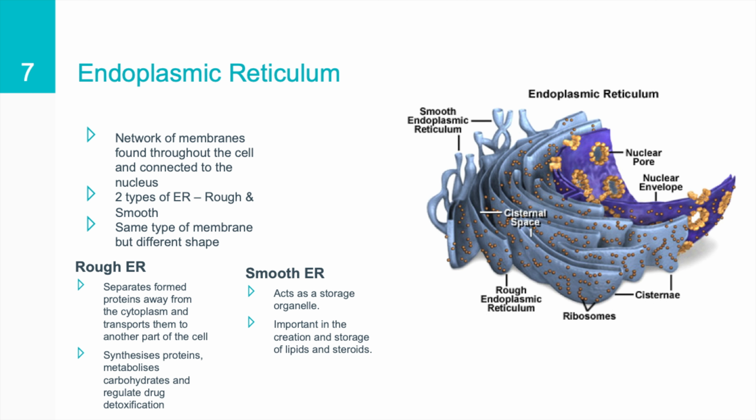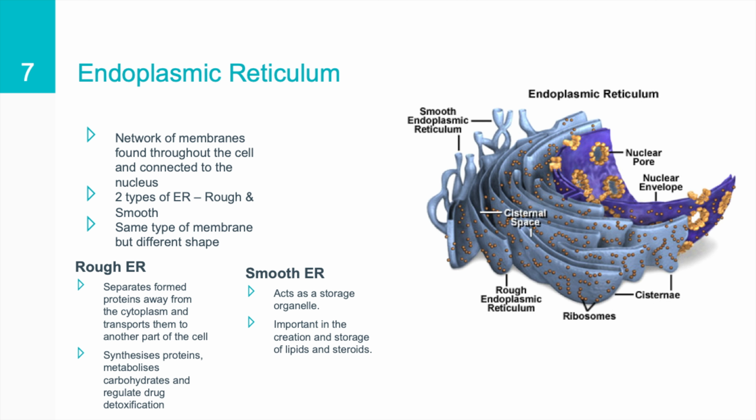It is very important in the synthesis and packaging of proteins, and it metabolizes carbohydrates and regulates drug detoxification. The rough endoplasmic reticulum separates newly formed proteins away from the cytoplasm and transports them to another part of the cell. The smooth endoplasmic reticulum consists of tubules which are located near the periphery of the cell. Smooth endoplasmic reticulum acts as a storage organelle. It is important in the creation and storage of lipids and steroids.